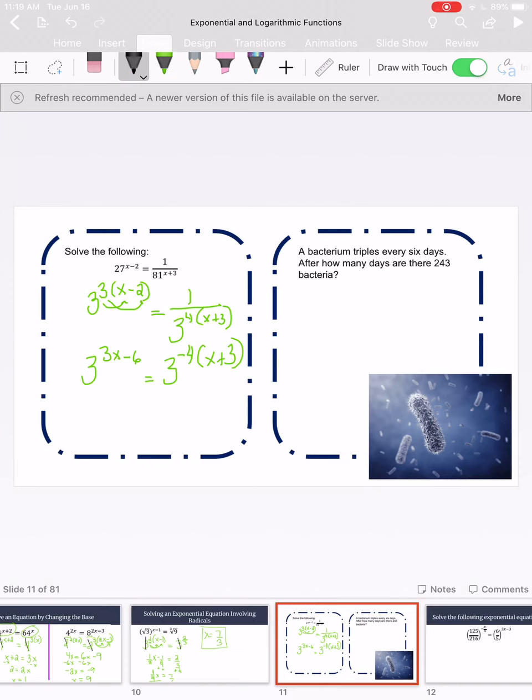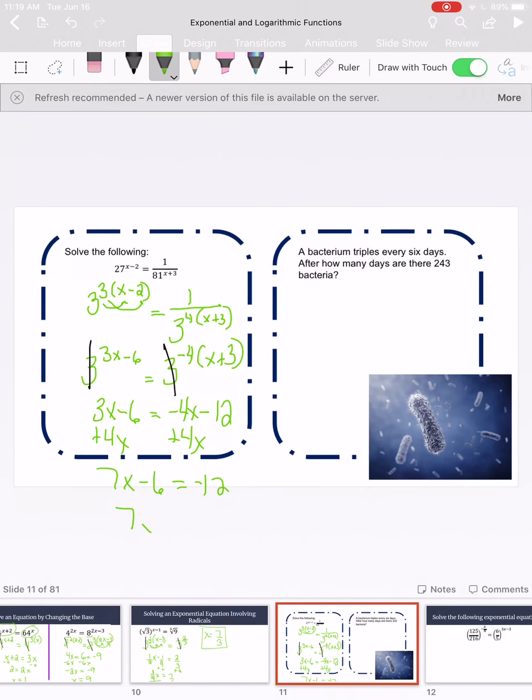Once it looks the same, now I can cancel the bases out. And then I'm just going to solve for those exponents. And I distributed that negative 4. Now I'll collect like terms. So I'm going to add 4x over to the left-hand side here, and I end up with 7x minus 6 equals negative 12.